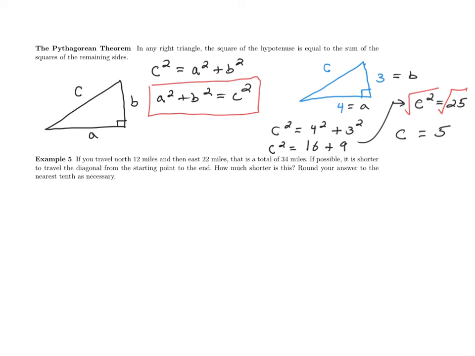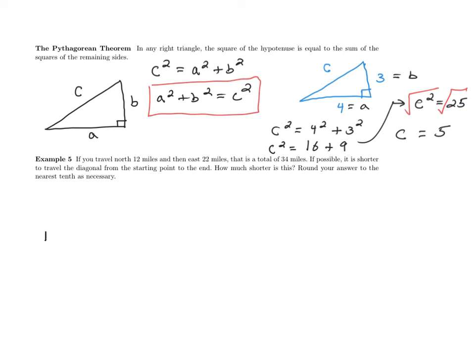So let's apply this theorem in example 5. Example 5 says if you travel north for 12 miles and then east for 22 miles, that is a total distance of 34 miles that you traveled. So I'm going to draw a picture of that. So let's see.